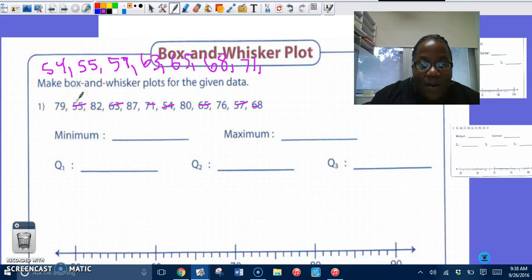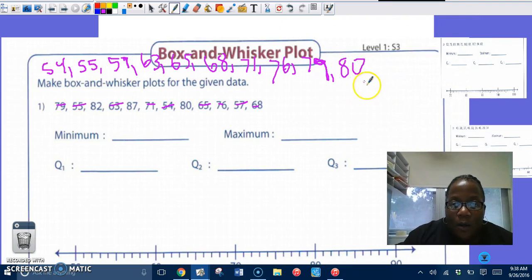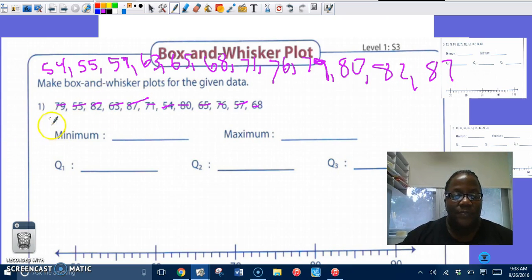And then I'm going to go with 76. Yeah. And I'm going to go with 79. That's a 9. Great. And then I'm going to go with the 80s. I have 80. And then I have 82, then 87. Voila. This should be the correct order. Hope.